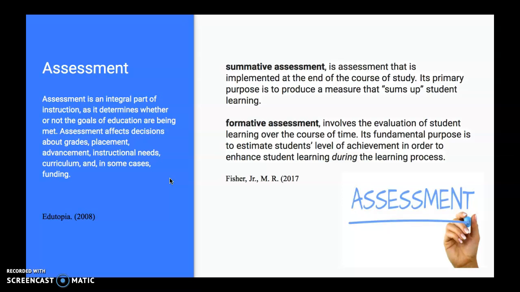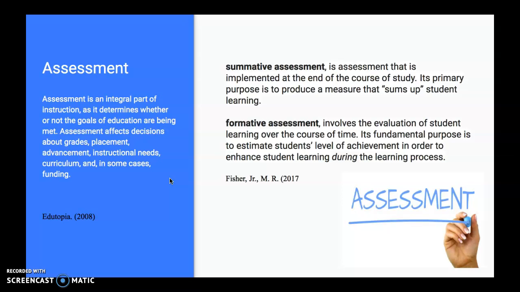First of all, what is an assessment? We must have a full understanding of what an assessment is and the different types of assessment. An assessment is an integral part of instruction, and it determines whether or not the goals of education are being met. Assessments affect decisions about grades, placement, advancement, instructional needs, curriculum, and in some cases, funding. It's the way in which we test our students, not only in the classroom, but throughout life.